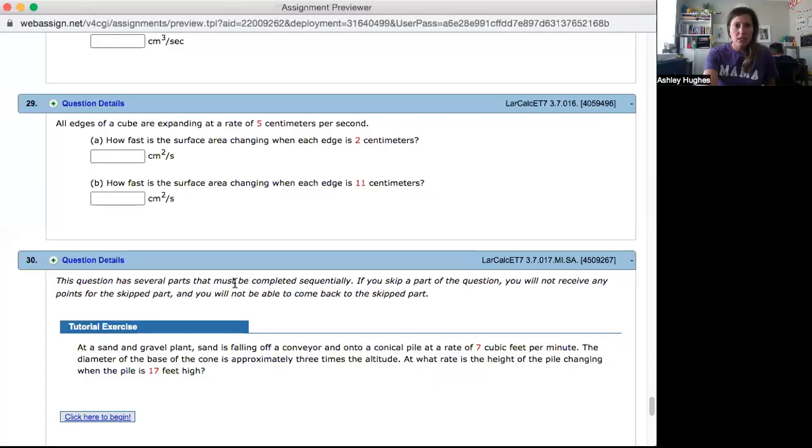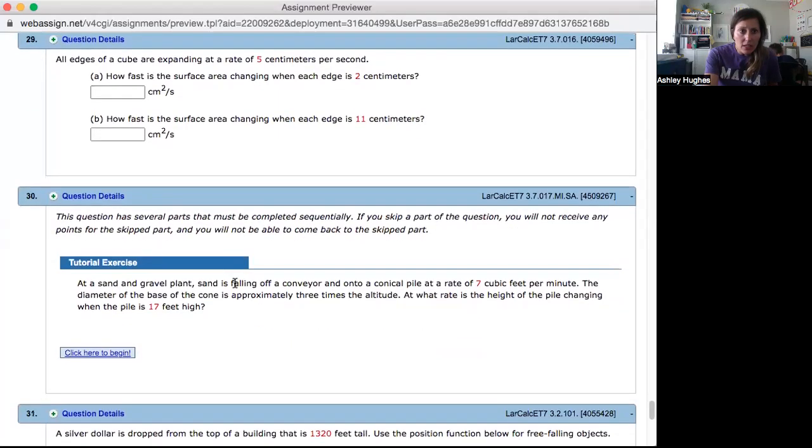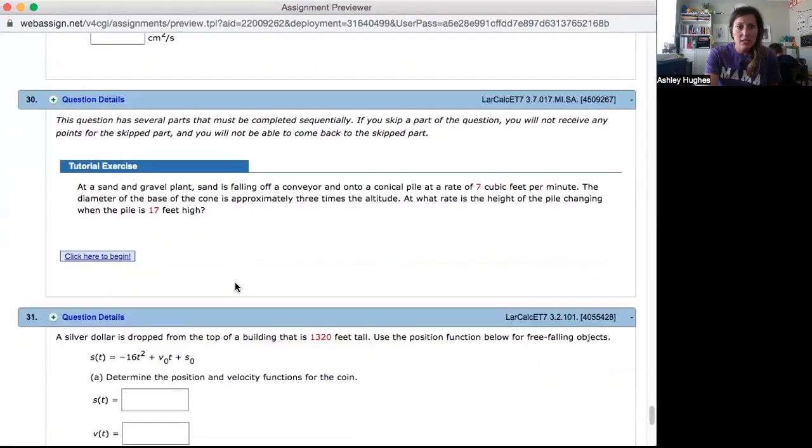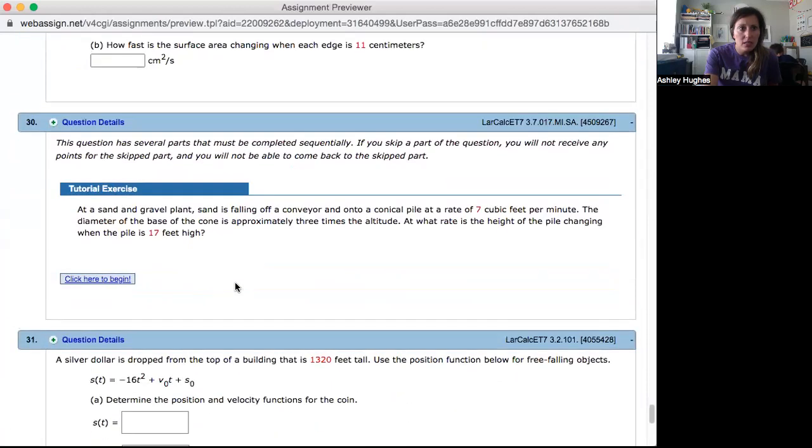Okay, let's finish up. We're almost done. This question has several parts. The sand on a gravel plant is falling on a conveyor belt. Oh man, my tools went away. Hold on.